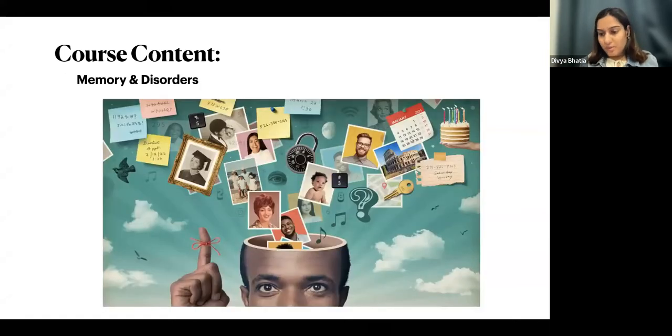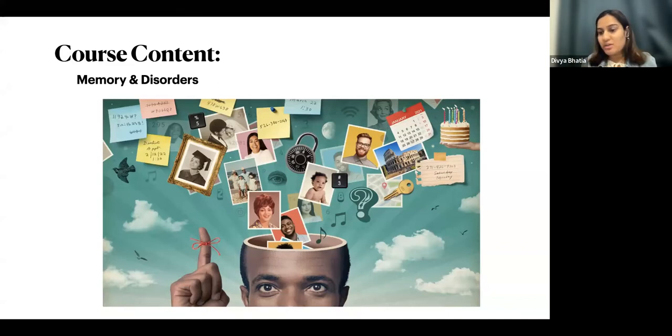Then we move on to talk about memory and its disorders. Here we will be discussing short-term memory, working memory, long-term memory, and some of the memory disorders will also be discussed. For example, amnesia will be discussed, Alzheimer's will be discussed. And this part of the course is very, very interesting because it introduces you to some very interesting case studies in history.